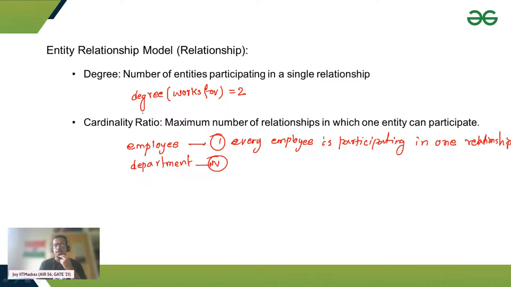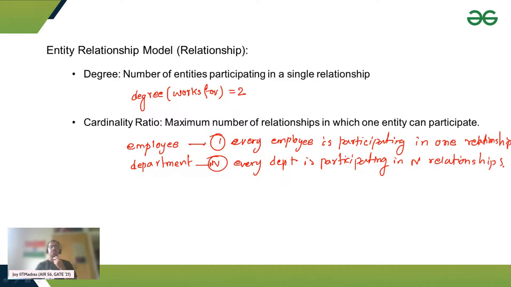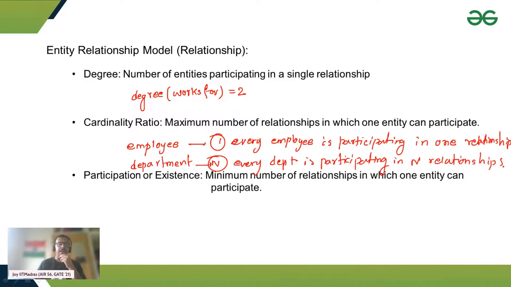So we can say that every department is participating in N relationships. That is the cardinality ratio for department. Now again we have participation or existence. Participation or existence means the minimum number of relationships, whereas cardinality is the maximum number of relationships in which one entity can take part.